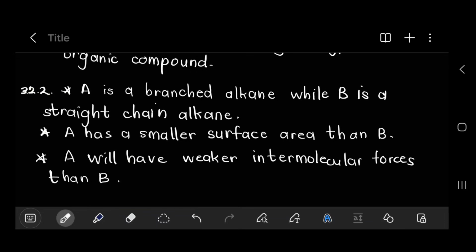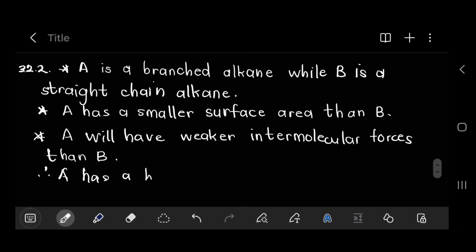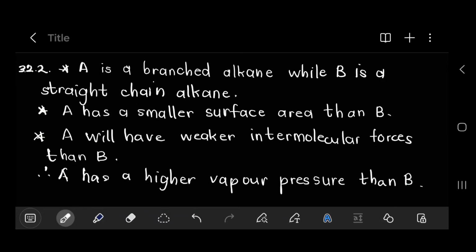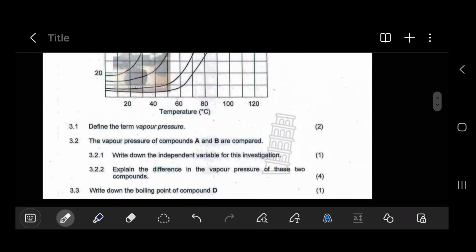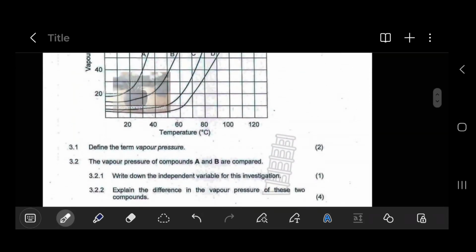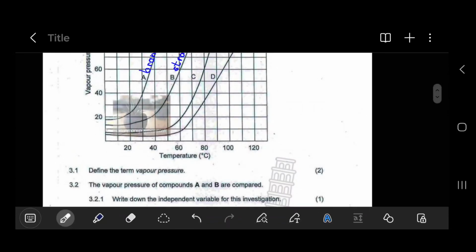Since it has weaker intermolecular forces, it should have the lower boiling point, but remember, you are answering in terms of vapor pressure, so you would say, therefore, A has a higher vapor pressure than B. Because vapor pressure and boiling point are inversely proportional. And this is actually evident on our diagram where we see that here compound A does have the highest vapor pressure. So vapor pressure is on your y-axis.